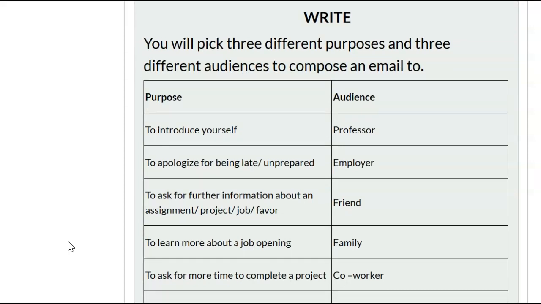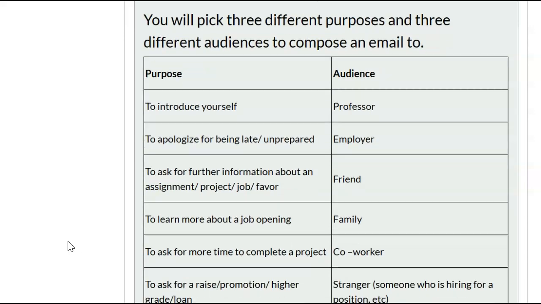an email to. Now, these are just suggestions. If you have a different audience or a different purpose that you really want to write an email concerning, please feel free to send me an email and tell me what it is and why you think that this will demonstrate your ability to use a particular tone, and I'm pretty sure I will approve it.